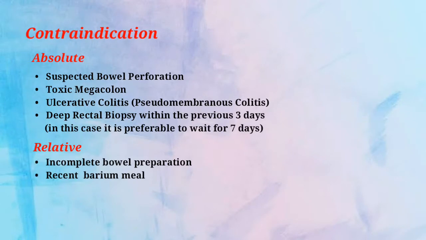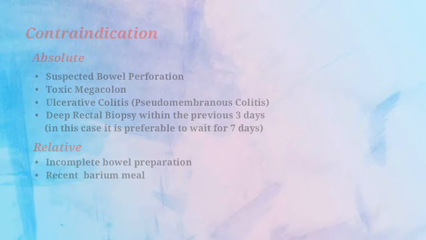Contraindications. Contraindications for a barium enema include, but are not limited to, suspected bowel perforation, toxic megacolon, severe ulcerative colitis or pseudomembranous colitis, and deep rectal biopsy within the previous 3 days, in which case it is preferable to wait for 7 days. Relative contraindications, which are most common, are incomplete bowel preparation and recent barium meal.